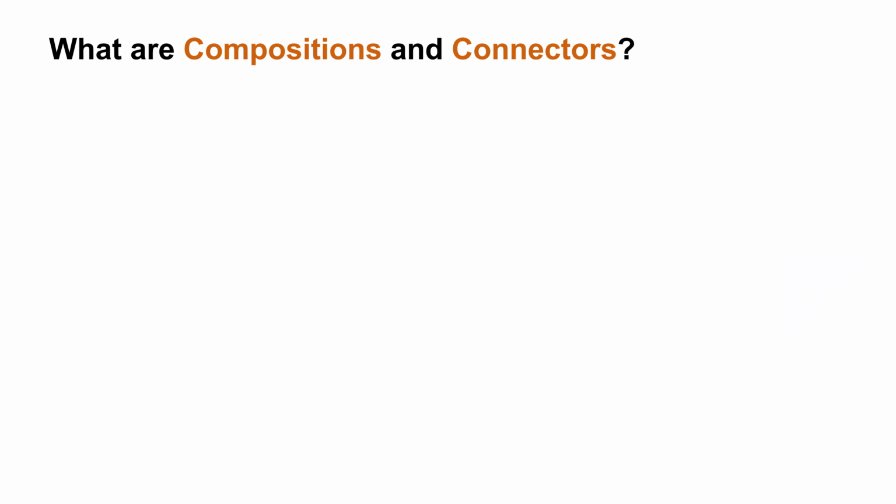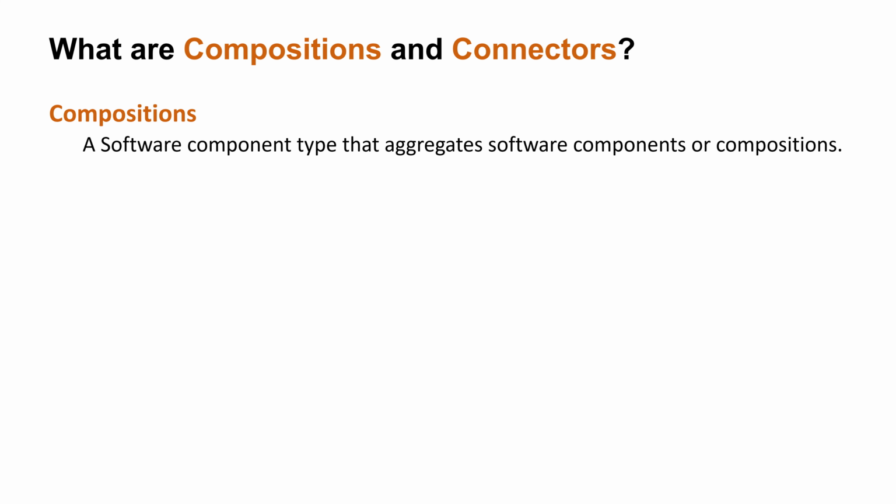So what are compositions and connectors? By definition, a composition is a software component type that clusters or aggregates other software components or compositions. In simple terms, a composition can be understood as a container that can hold a group of software components.